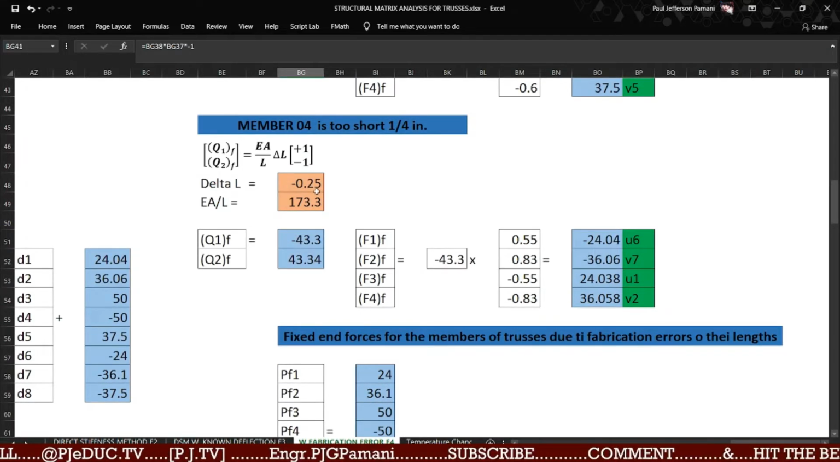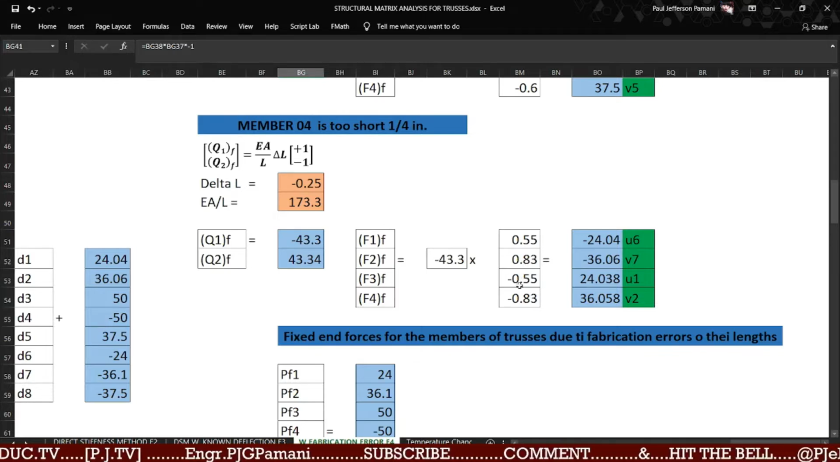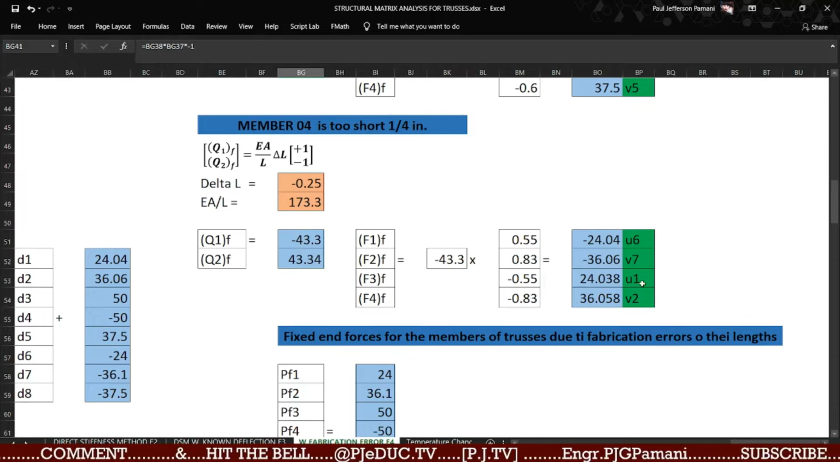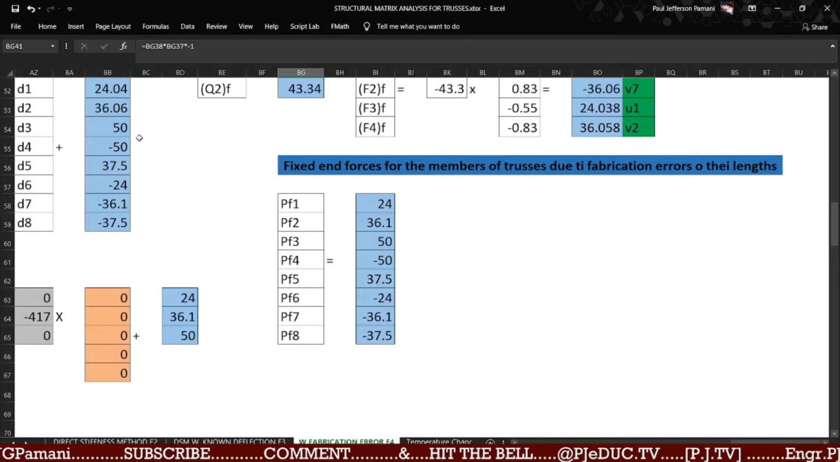Same goes for member 4. Delta L, negative 0.25, EA over L, 173.3. Multiply, then times. Gives us Q of 43.3 and negative 43.3. We multiply that with positive cosine theta, sine theta, and negative cosine theta and negative sine theta. Following the near-far condition from member 4: U6, V7, U1, V2. Ganun ulit. Ito yung ating values. Then, arrange it as follows. Ito ngayon yung bago sa inyong structure or partition matrix.